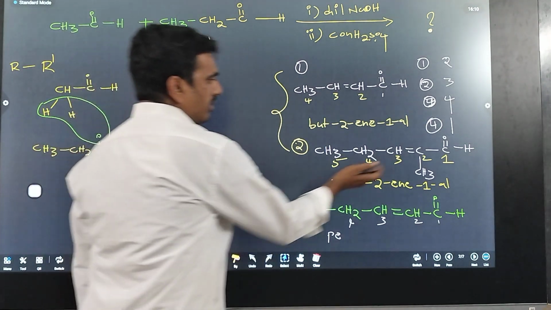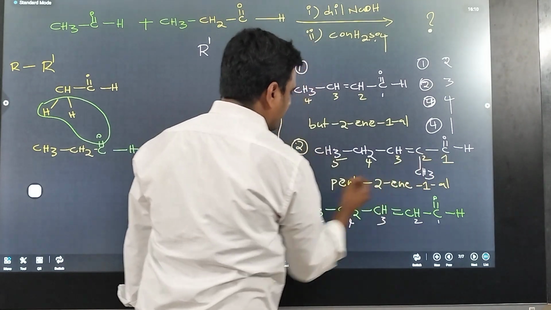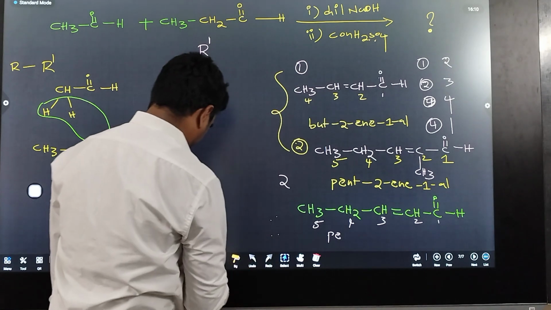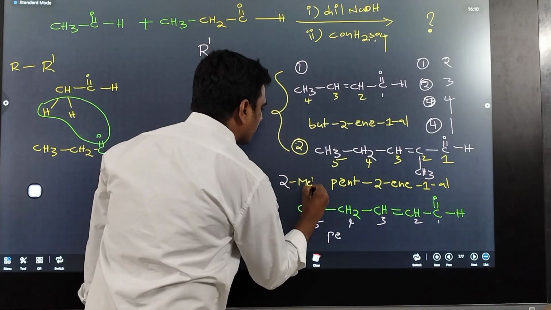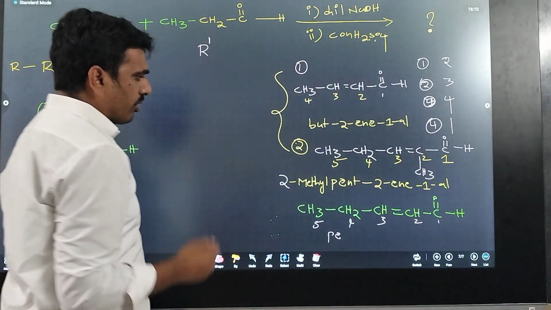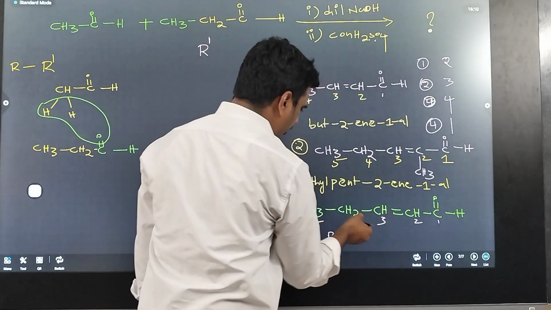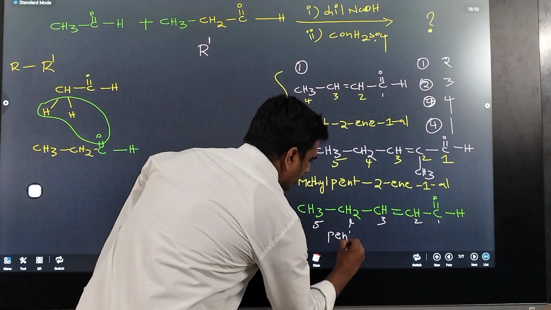So here, this is a mistake. Here CH3 is there, second position on the prefix, so 2-methyl. First the name is 2-methyl. 2-methyl pent-2-ene. Here 1, 2, 3, 4, 5, so the root word is pent.